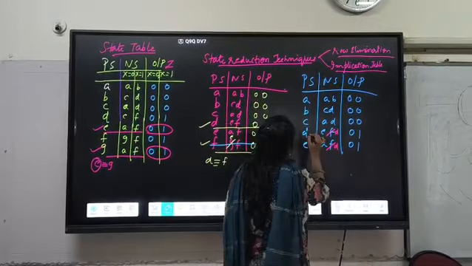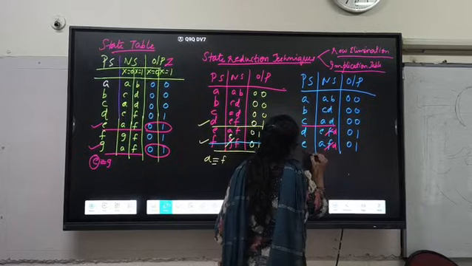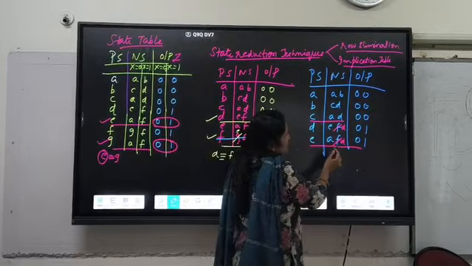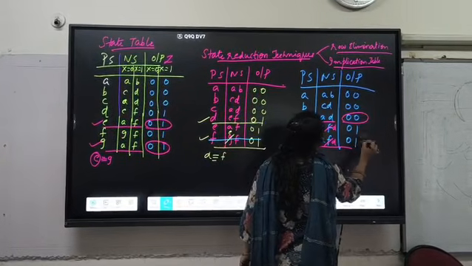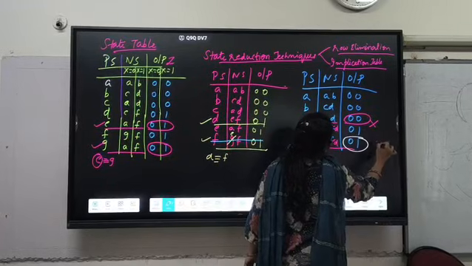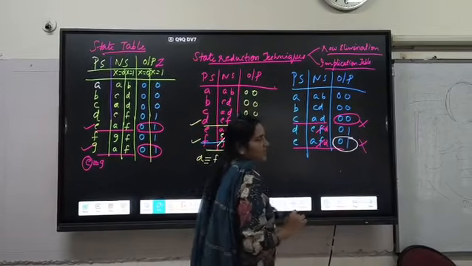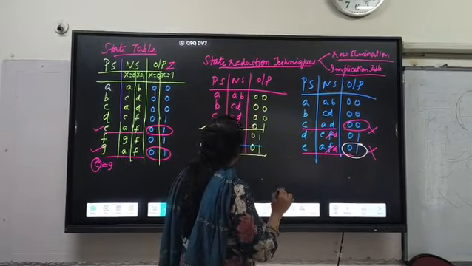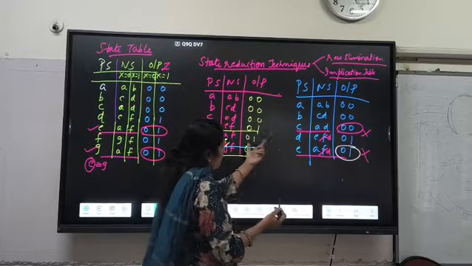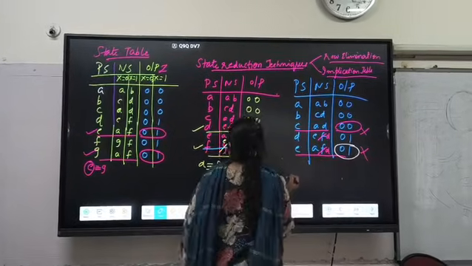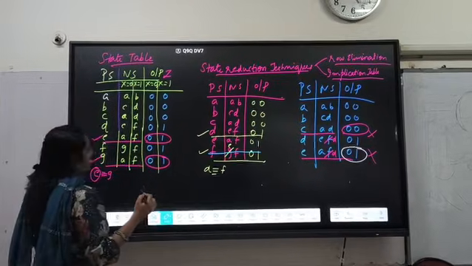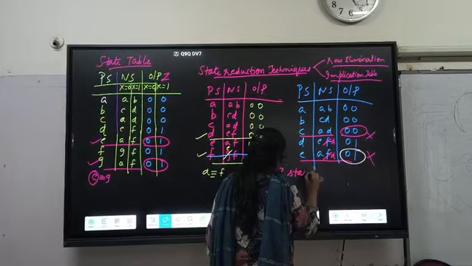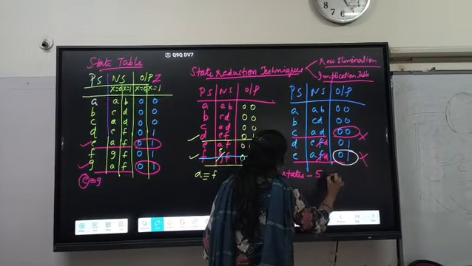If you just examine, actually state C and state E also appear to be equivalent because they are leading to the same next state, but you have to be careful with the output. Output is not matching here, so they are not equivalent states. Okay, so now if you just see here, how many states we got? We got 5 states. How many we had? We had 7 states. So out of 7 states, we were able to reduce it to 5 states.